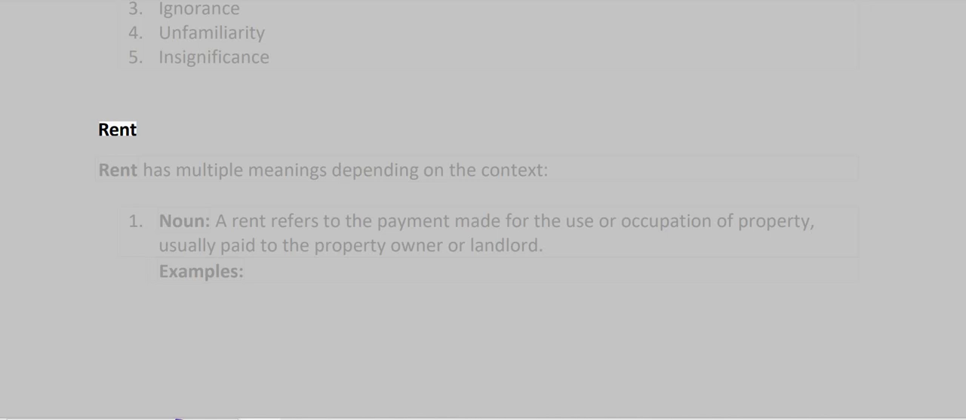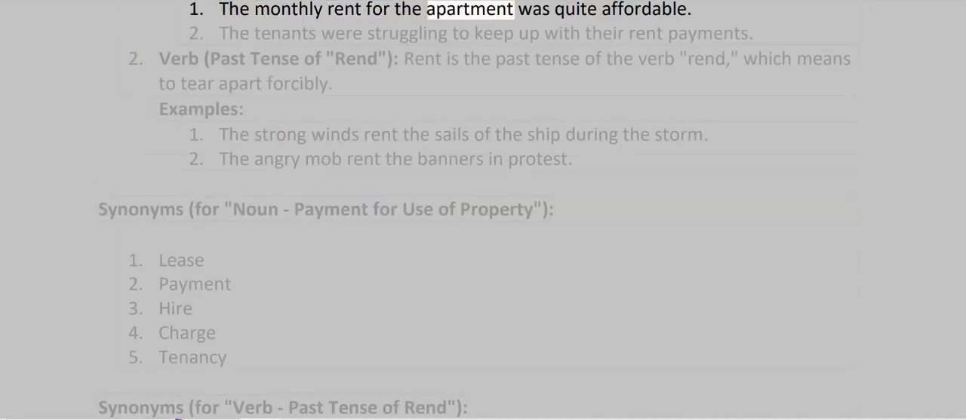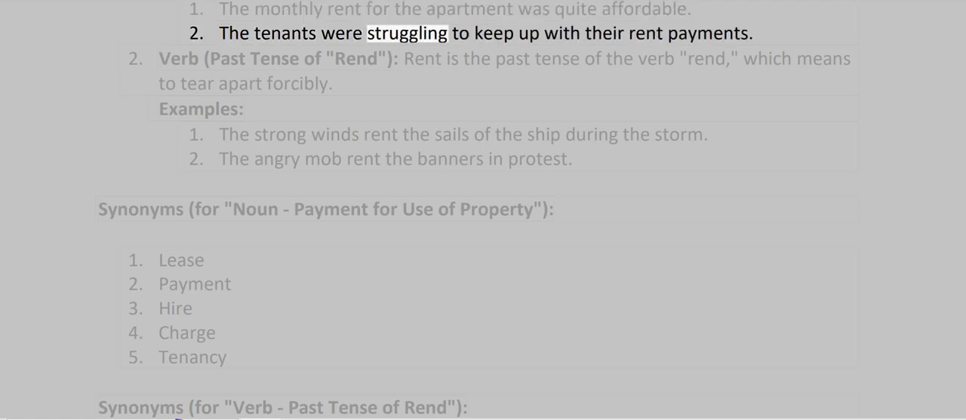Rent. Rent has multiple meanings depending on the context. 1. Noun. A rent refers to the payment made for the use or occupation of property, usually paid to the property owner or landlord. Examples: 1. The monthly rent for the apartment was quite affordable. 2. The tenants were struggling to keep up with their rent payments.